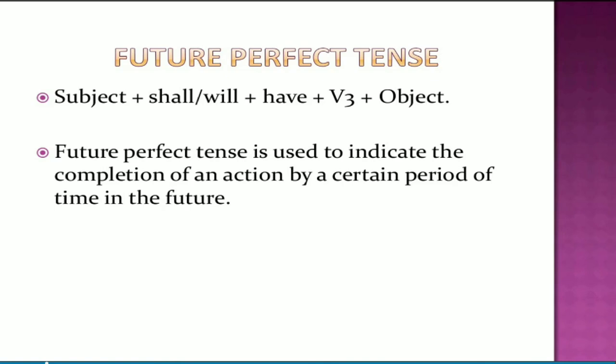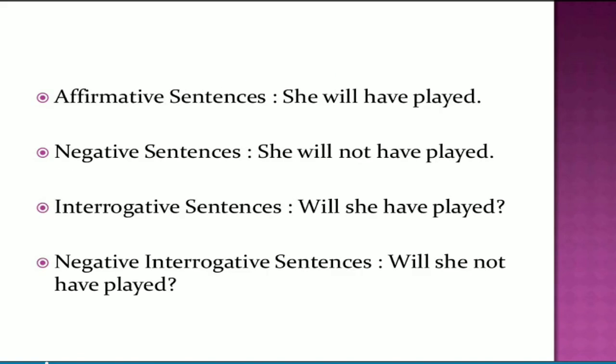Subject plus shall or will plus have plus v3 plus object. That is what we are using. For example, we can see the example. She will have played. She will not have played. Will she have played? Will she not have played? Okay, it is everything we know. It is future perfect tense.